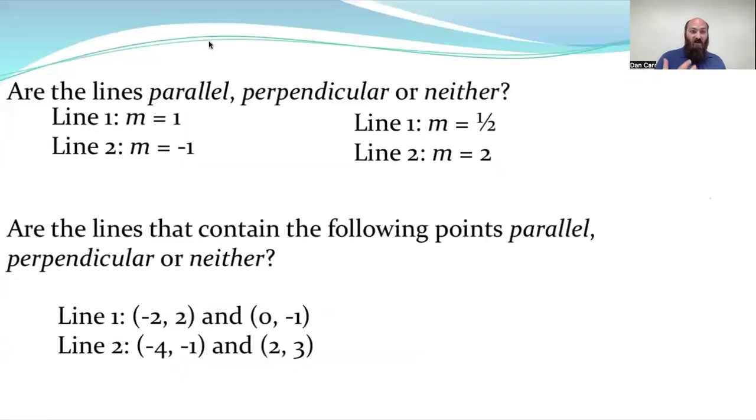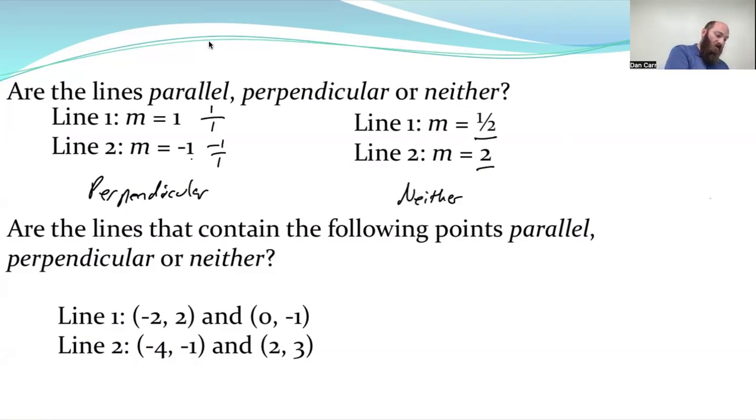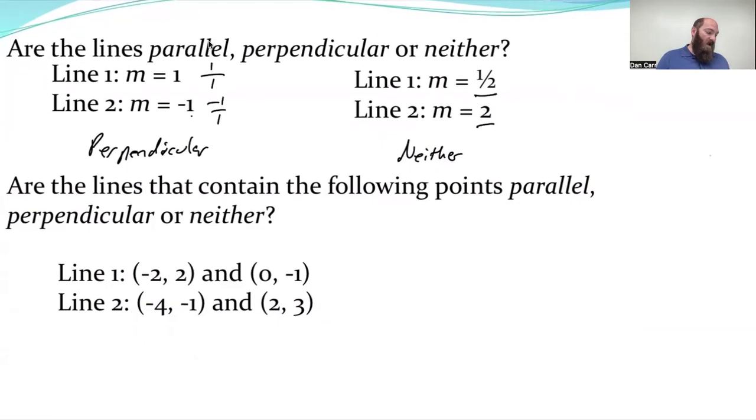So we look at stuff like this. Are the lines parallel, perpendicular, or neither? So real quick here, 1 versus -1. So that is 1 over 1, and that is technically like a -1 over 1. So this is perpendicular. They are opposite reciprocals. 1/2 versus 2, they are reciprocals, but they're not opposite reciprocals. So this is neither.